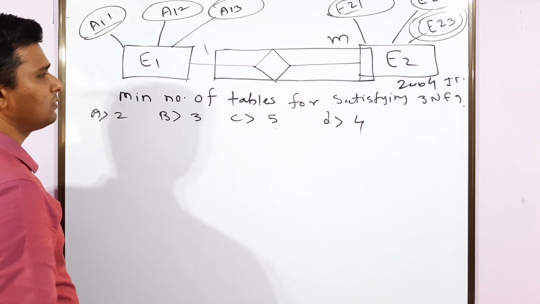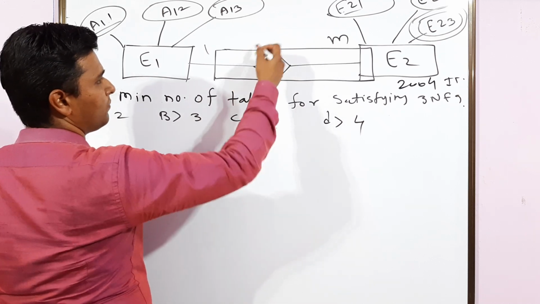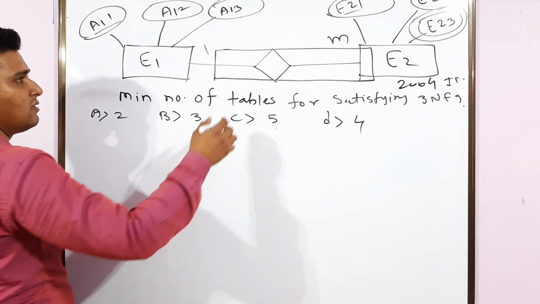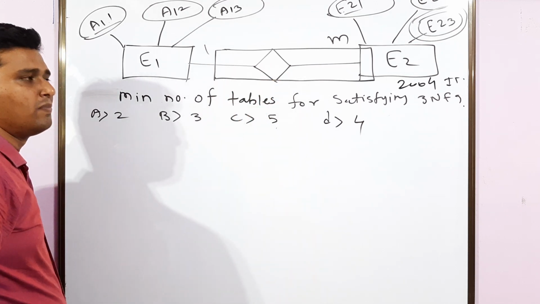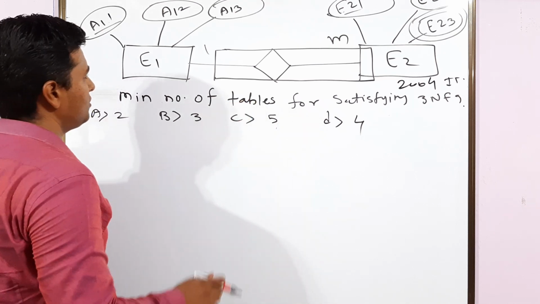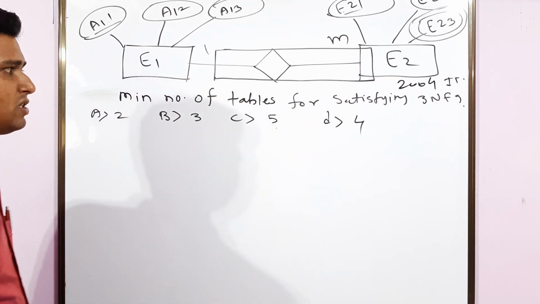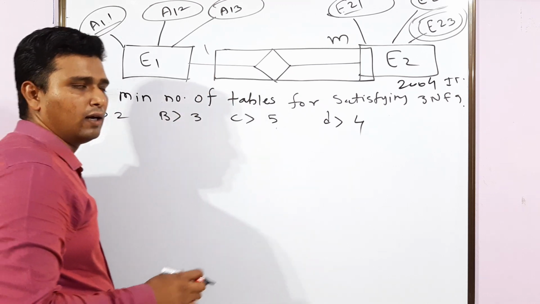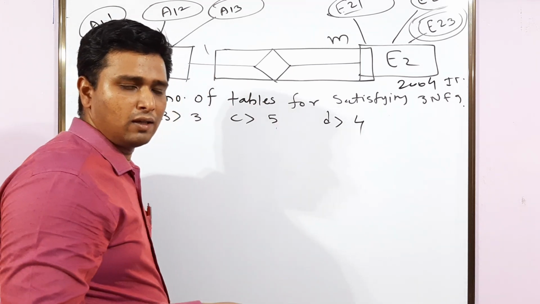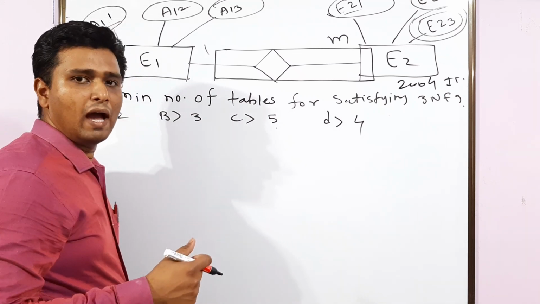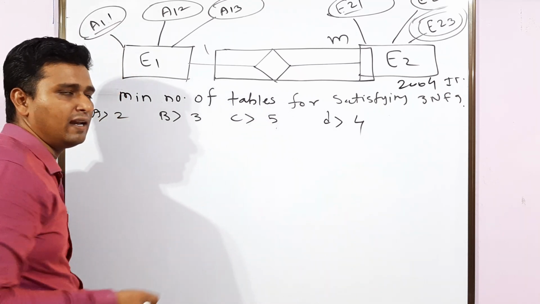Now this is an associative entity. This is the symbol of an associative entity, which looks like a relationship, but in reality it is an entity. It also represents a relation between E1 and E2. The question asked: if you convert this ER model into tables, what is the minimum number of tables that will be formed while satisfying the 3NF criteria?